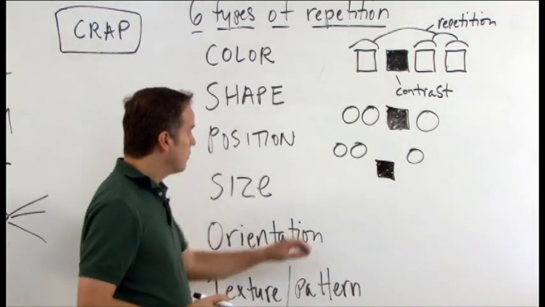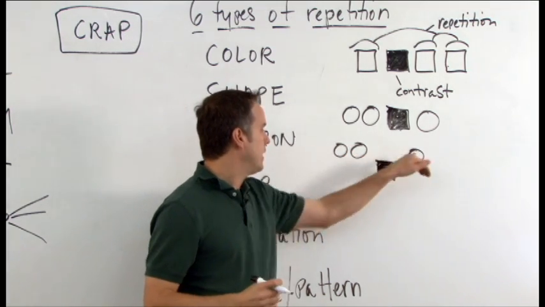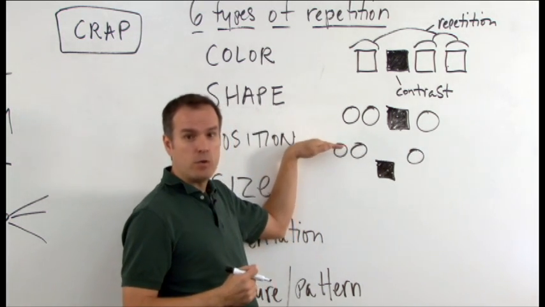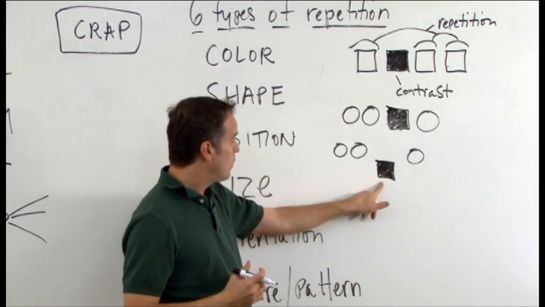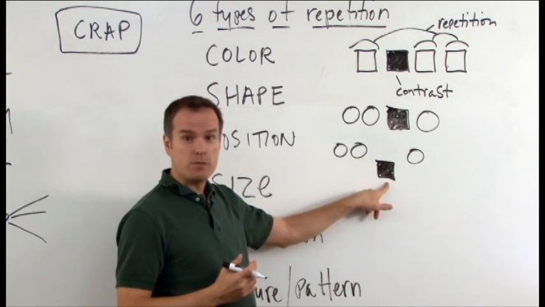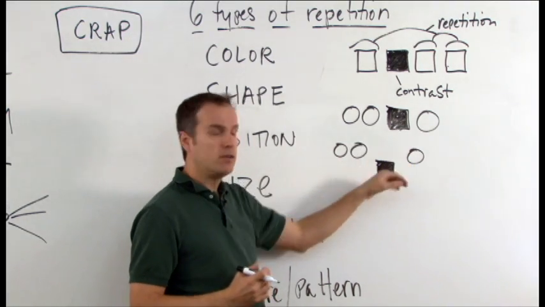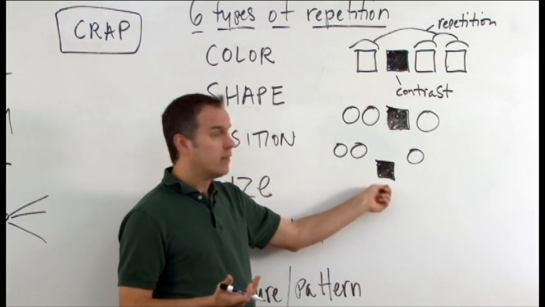So now, right, we have circle, circle, circle, white, white, white, positioned horizontally the same way. We've now given this a new horizontal position. So square, black, new horizontal position. 3 different types of repetition in the circles. 3 different types of contrast in the square.